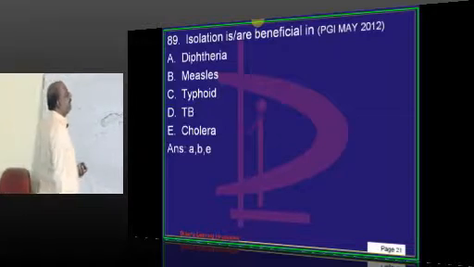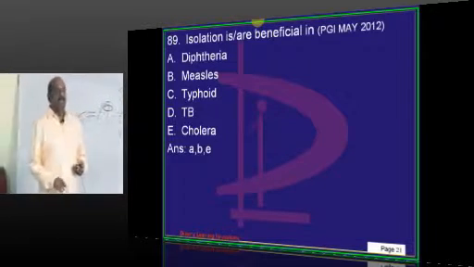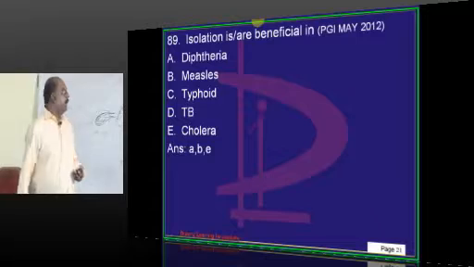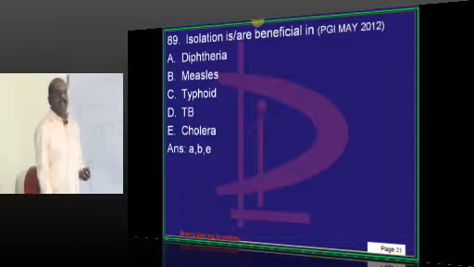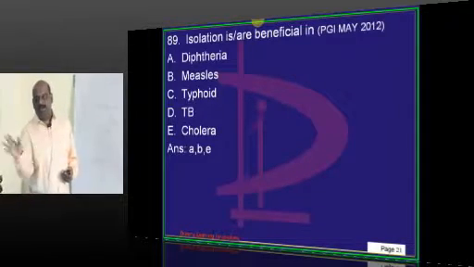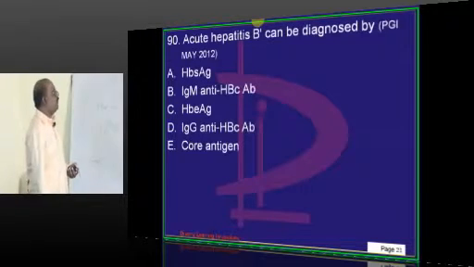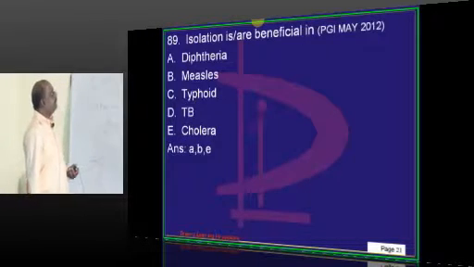So diphtheria, measles, cholera are the scenarios where isolation is found to be effective. TB, typhoid, they are found to be ineffective for isolation. That is what you need to remember.